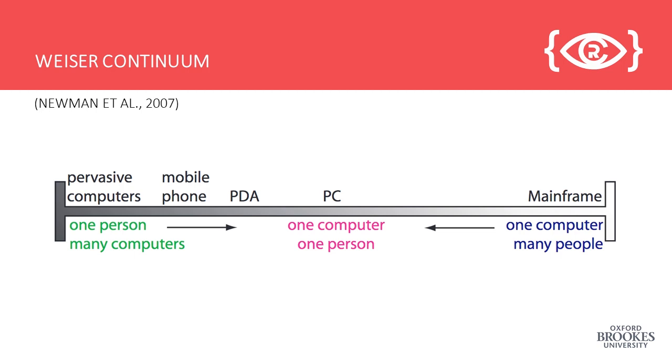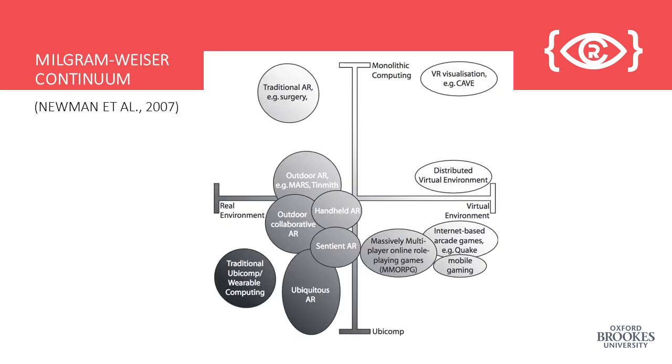The visor continuum, for example, is about the types of computing we use, from one person, many computers, to one computer, many people. So from the ubiquitous computing perspective, with multiple phones and whatnot in your pocket and in your environment, to the mainframe situation where you have one server on which many people are working, somewhere in between the PC. And if we combine that with the Milgram continuum, from reality to virtuality, then we also get an interesting notion here with different forms of augmented reality.